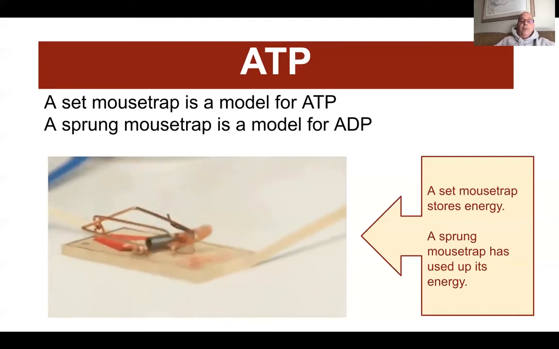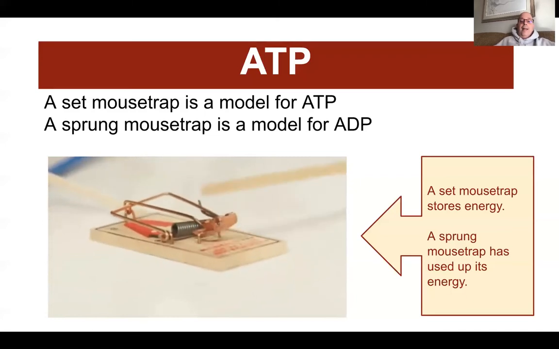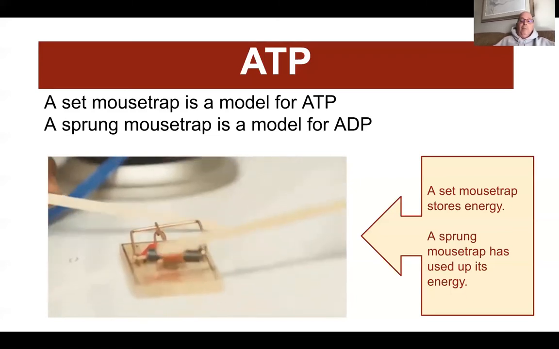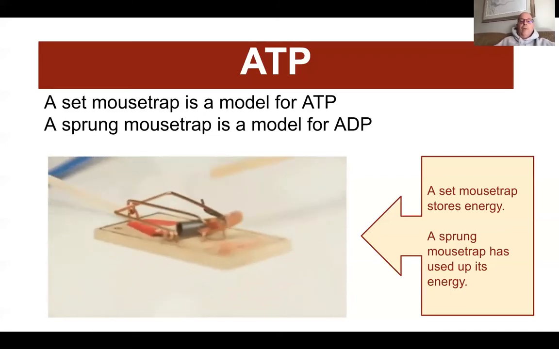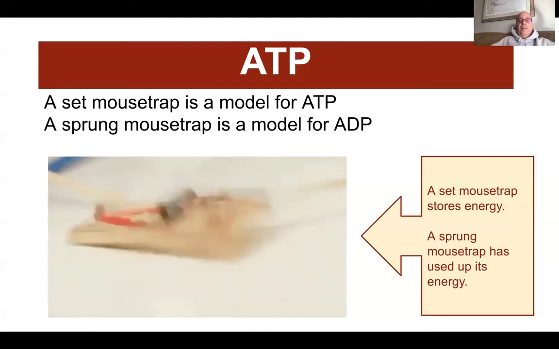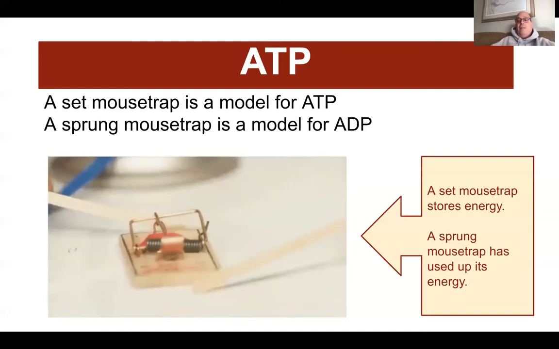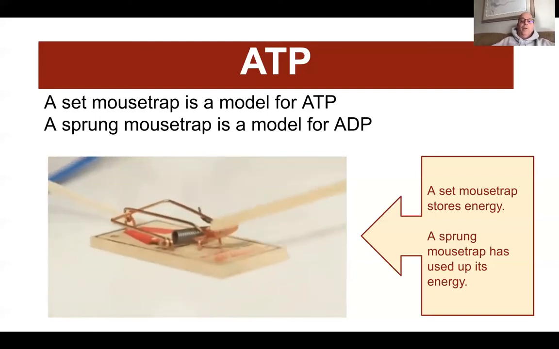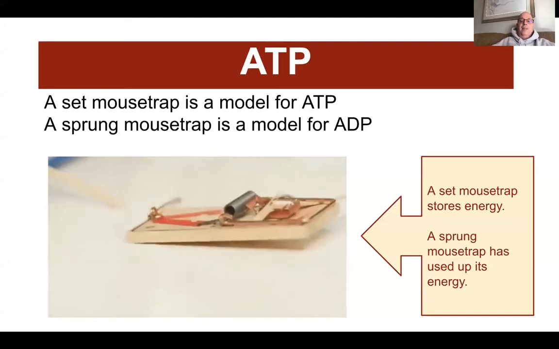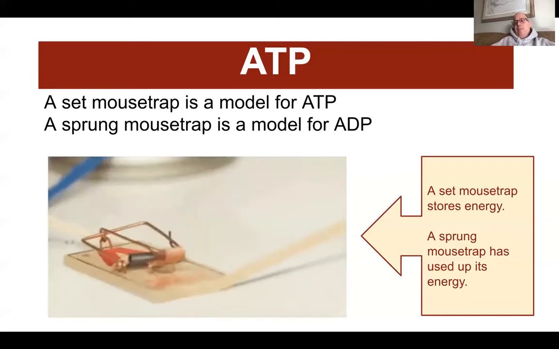After they're snapped, like right now, you can pick them up and do anything. So the mousetrap that's been set is kind of like ATP. It's got lots of energy. The mousetrap that's been sprung is like ADP. It doesn't have much energy.